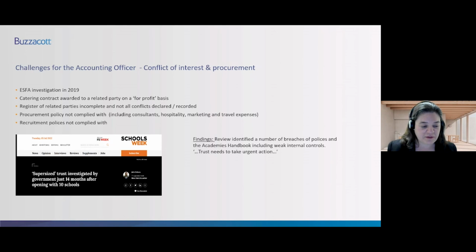So at the end of this review from the ESFA, the findings were that there had been clear breaches of both internal trust policies and also the financial handbook. Urgent action was needed to improve controls, and there was a long list of recommendations. I've actually not taken you through all of the issues ESFA came up with on this one, but I've highlighted the more common themes around process and transparency. So if I can have the next slide, please.